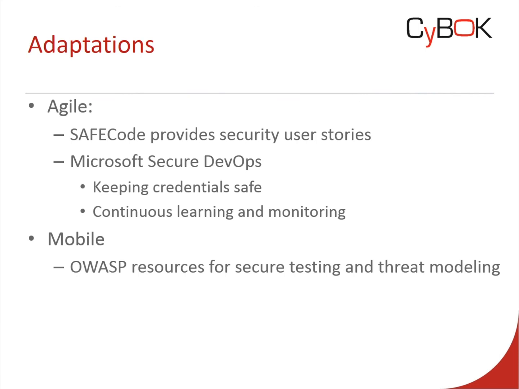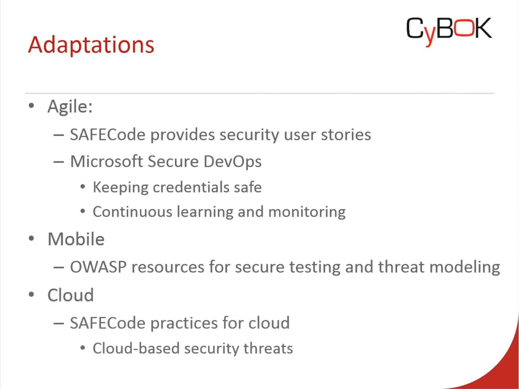Mobile, there are some specific OWASP resources for secure testing and threat modeling in a mobile context that we could take a look at. Cloud. SafeCode has some practices for cloud that can be instituted into a development lifecycle, specifically related to some cloud-based security threats. Things like multi-tenancy, tokenization of sensitive data, having trusted computing tools, data encryption and key management, things like that relate specifically to cloud.